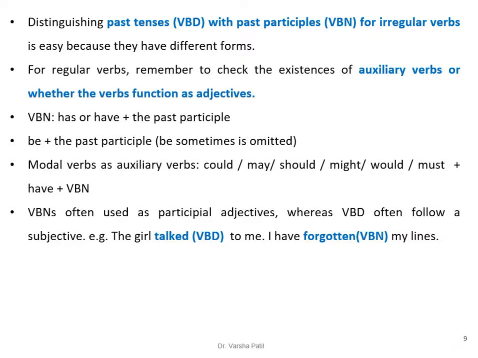So this particular pattern is there. It is not necessary to understand the English language in detail, but the main aim is that a language follows certain rules when we write or speak, and we need to capture that particular pattern. VBN is often used as a participle adjective, whereas VBD often follows a subject. For example, "the girl talked to me", here it is VBD, and "I have forgotten my lines", at that time it acts as VBN. So these are some rules of the English language.